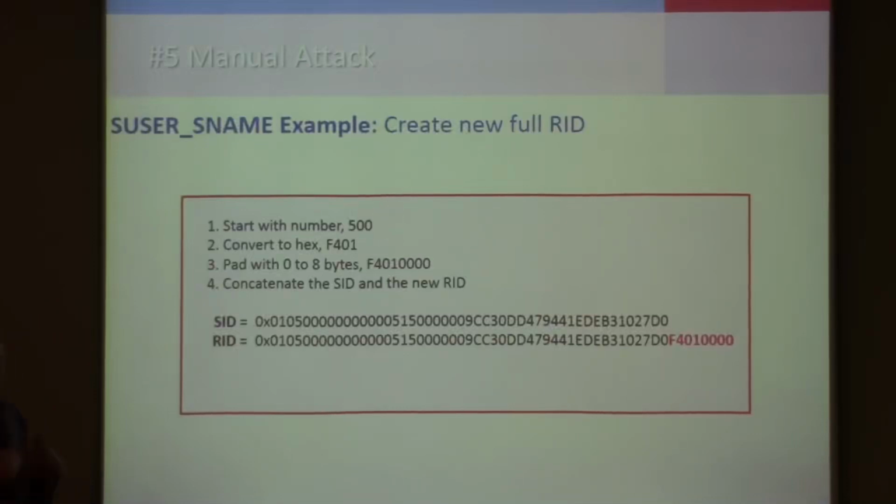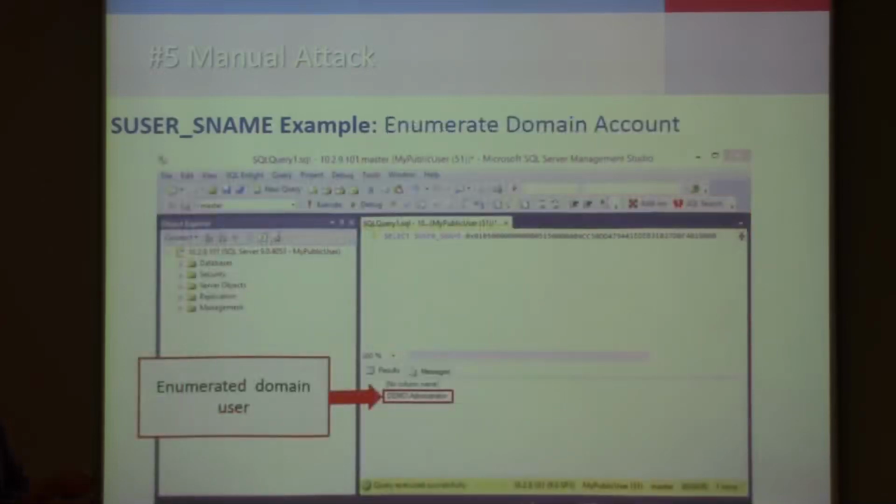Say we start with 500, which I happen to know is a domain admin or default administrator by default. We convert that to hex. We then pad that out to 8 bytes, and then we just glue it on the end, just like we just saw returned by the other function. And then we can pass that into a different function called SUSER_SNAME, and it actually returns the demo administrator account for us. So we've now enumerated a domain account, possibly via SQL injection, without any knowledge of the account. We basically started from scratch, which is cool.